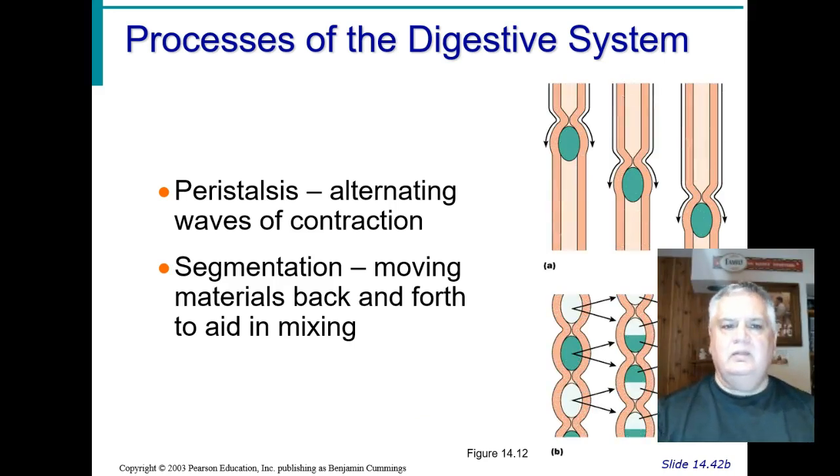There is, however, another method in which food is moved, and it technically is considered to be a type of propulsion. It's called segmentation. But segmentation involves moving materials back and forth, and this is important in aiding in the mixing of the food, particularly in the small intestine.